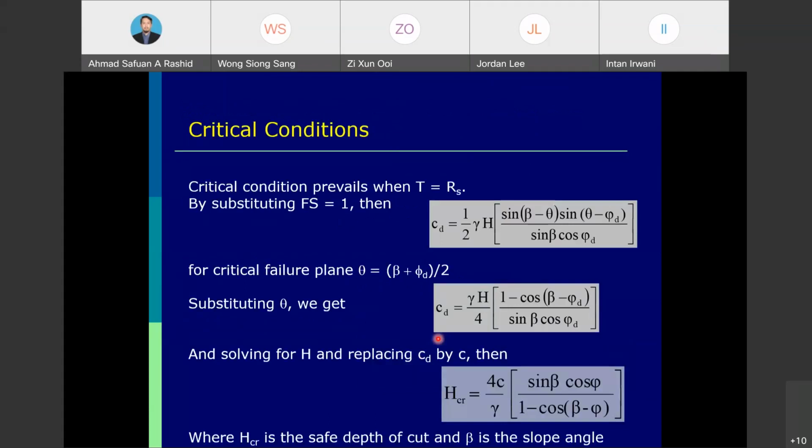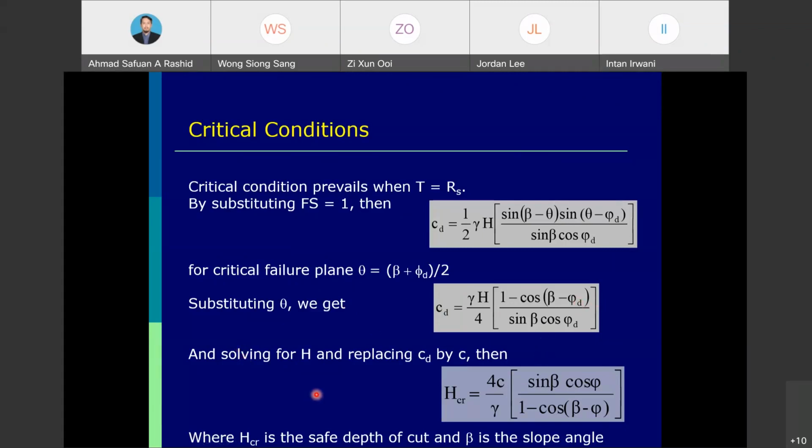Substituting theta, we get this value. Solving for h and replacing c by c over cd, we obtain this equation. As we have discussed previously, FC is equal to C over CD, and also FΦ is equal to tan Φ over tan ΦD. We may use it later on in solving several examples.